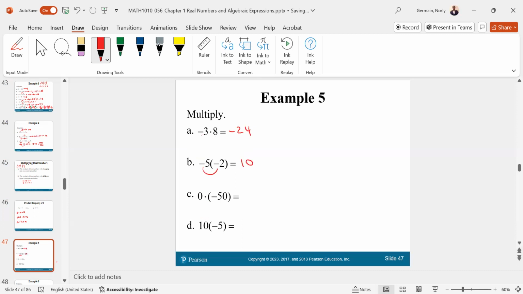0 times any number, of course, now you're not gonna say it's negative 0. 0 is really neutral. 0 times negative 50 is simply 0, that you can see over there. Now, two different numbers, positive 10 times negative 5, answer is negative. Okay.